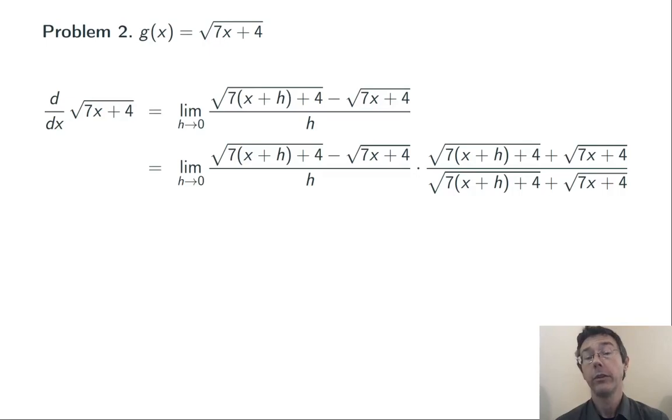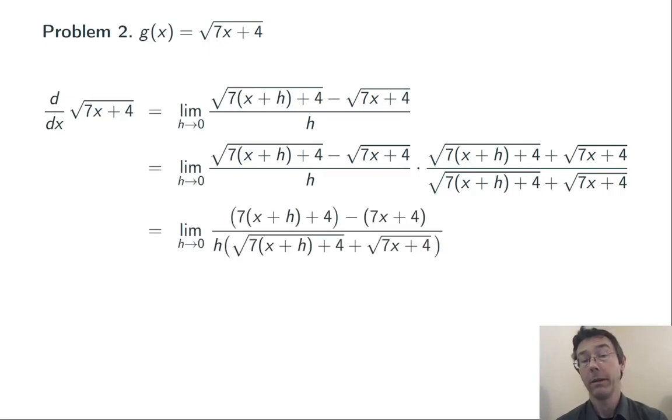Why would I want to do such a thing? Well, the numerator is now of the form a minus b times a plus b, a difference times a sum of the same two things. And so that's the formula for the difference of squares. a minus b times a plus b is a squared minus b squared.